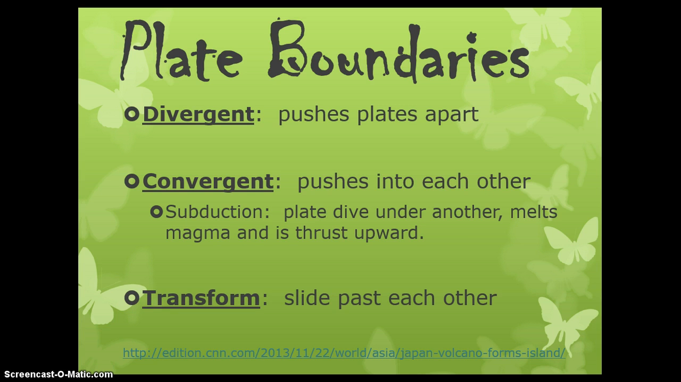Now, if one plate pushes into another plate, you could have a mountain range, for example, form. But if one plate doesn't rise up with the other plate to form a mountain range, it could dive underneath and it would melt and continue the process over again. We will look at that in a video clip together in class. And then transform is when the plates actually glide or slide past one another.